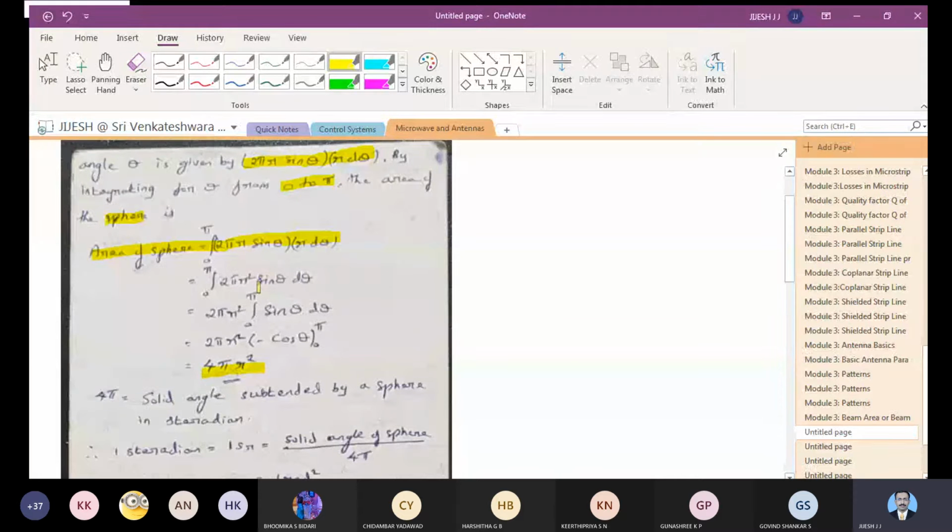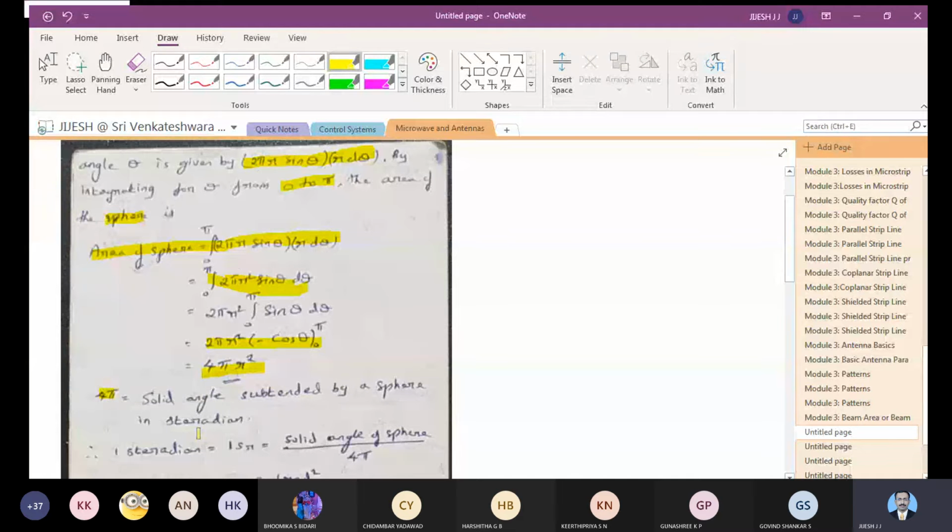So you'll get it as 2 pi r square sin theta d theta, and you need to integrate from 0 to pi. So you can do these steps. You'll get 2 pi r square times minus cos theta with limits 0 to pi. So you'll get 4 pi r square. So the area of the sphere is 4 pi r square. 4 pi is called the solid angle subtended by the sphere in steradians.